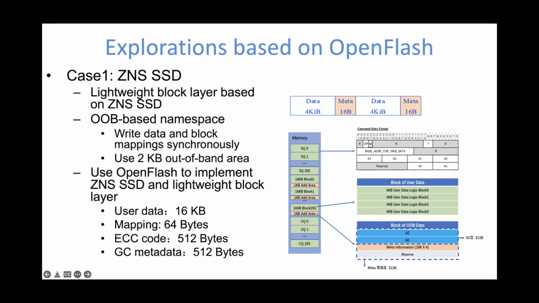We implement this block layer on OpenFlash, and the space provided by this block layer can be written in a random way. As a result, we can run F2FS on a ZNS SSD without requiring the conventional namespace. So this is the first exploration we are doing on OpenFlash for optimizing ZNS SSD.